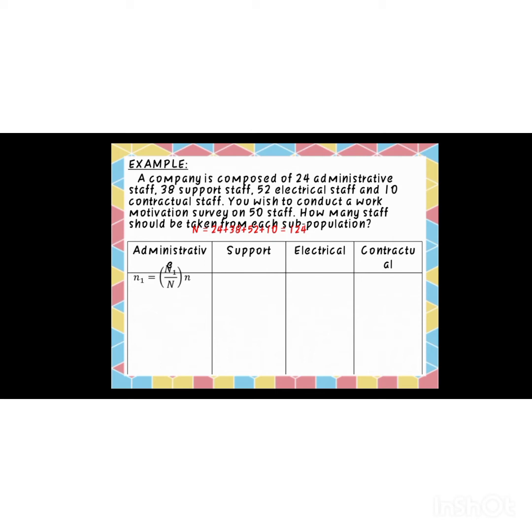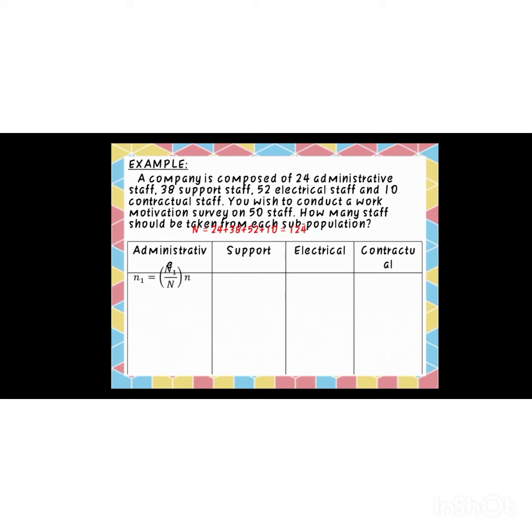Okay? Pwede po siya, yung sa administrative, we can name it as N sub 1, for the support staff, N sub 2, for the electrical staff, N sub 3, and for the contractual, it is N sub 4. So, let's solve first for the administrative. For example, we're going to solve for the allocation of the N sub 1. Hanapin natin yung proportional allocation ng N sub 1. To find that, i-add nyo po muna yung mga given population size natin.